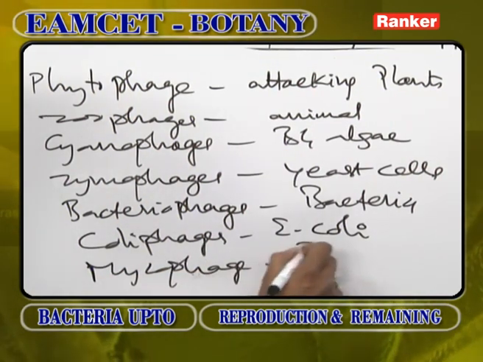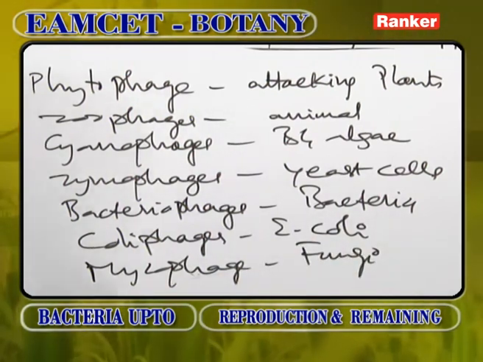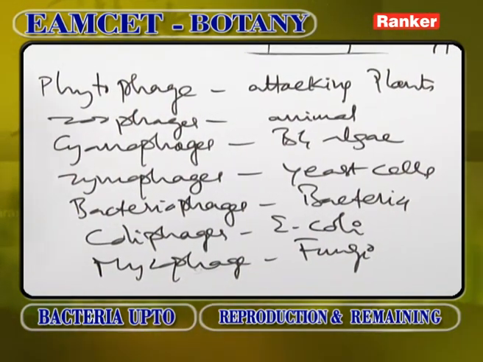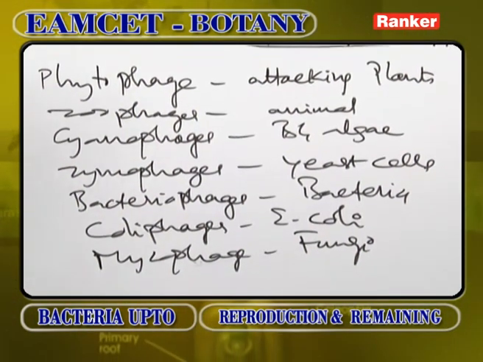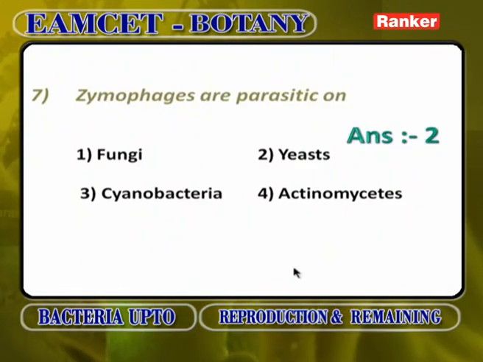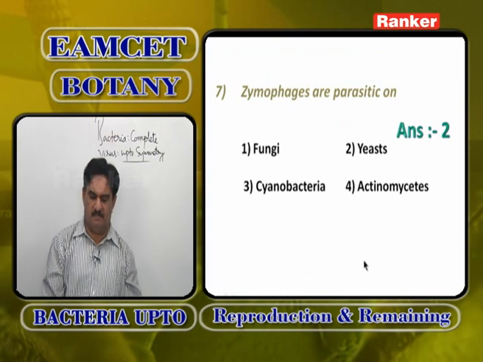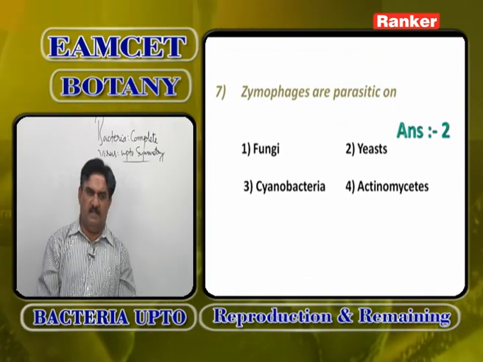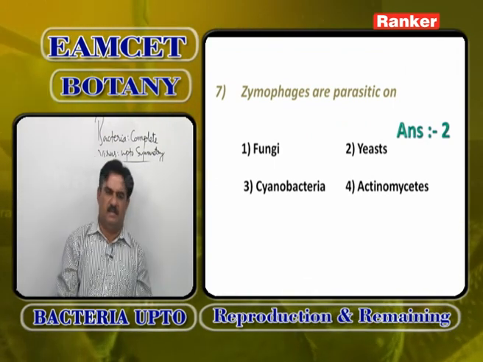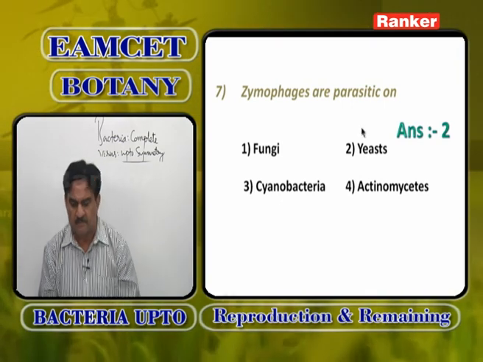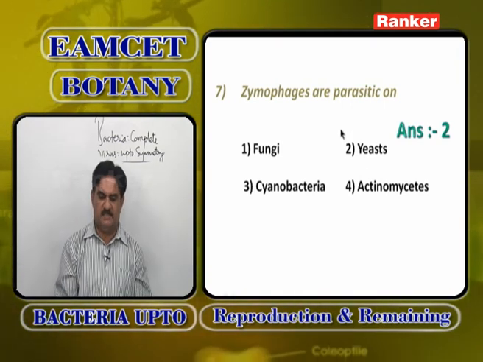Mycophages means attacking fungi. So, depending on what a virus is attacking, different names are given. Phytophage attacks plants, zoophage attacks animals, like that. The question given is: the virus attacking yeast cells. A virus attacking yeast cells is zymophage, fungi is mycophage, cyanobacteria is cyanophage, and a virus attacking actinomycetes is not discovered. So, yeast is the answer.